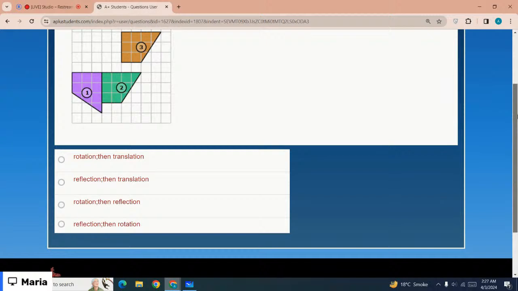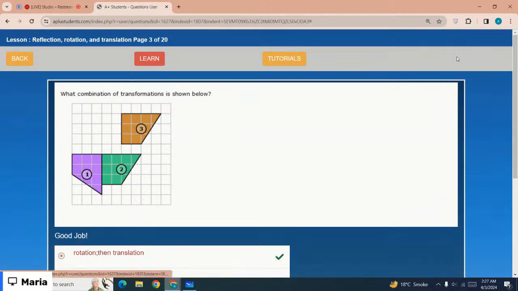So the correct option is, from 1 to 2, that is a reflection. No, 1 to 2, that is a rotation. And then from 2 to 3, that is simply a translation. So option number one is the correct option: rotation and then translation. Option one is the correct option. Okay, good.